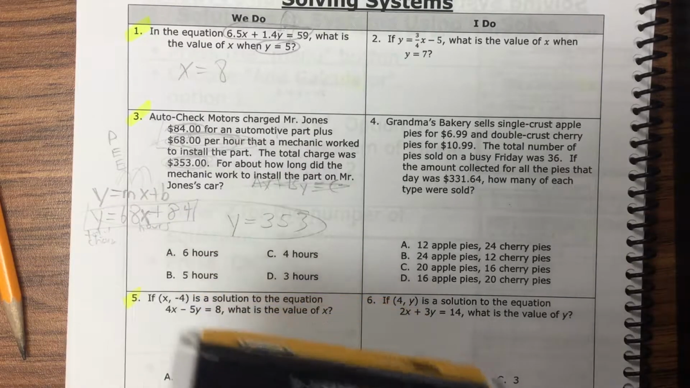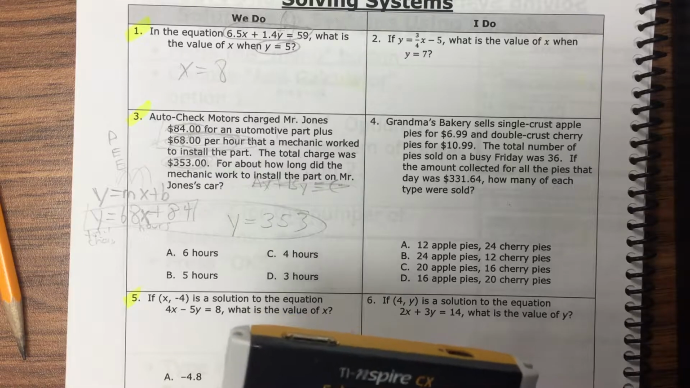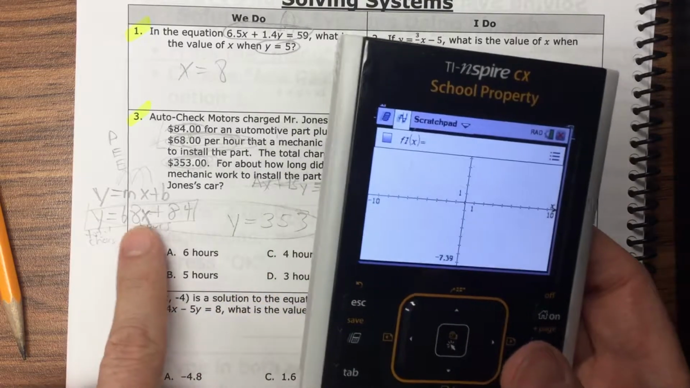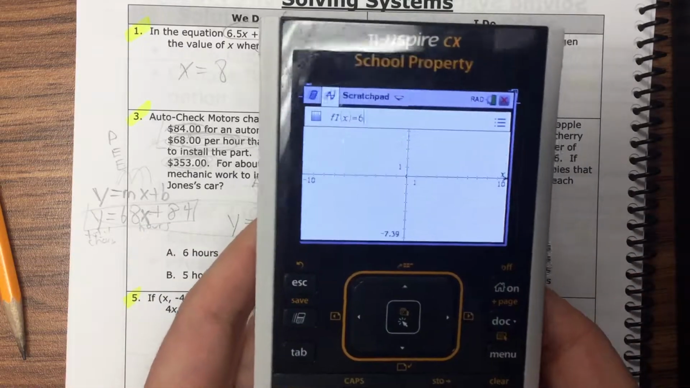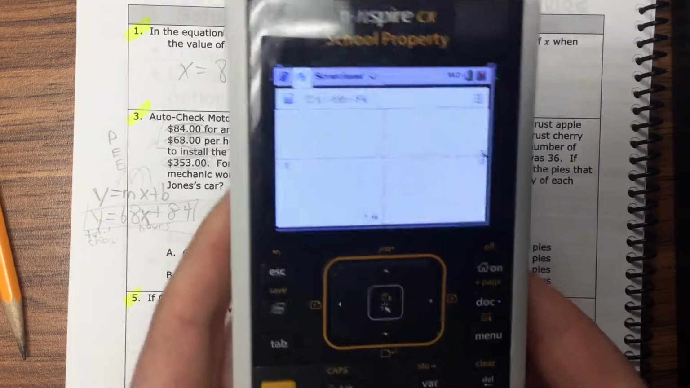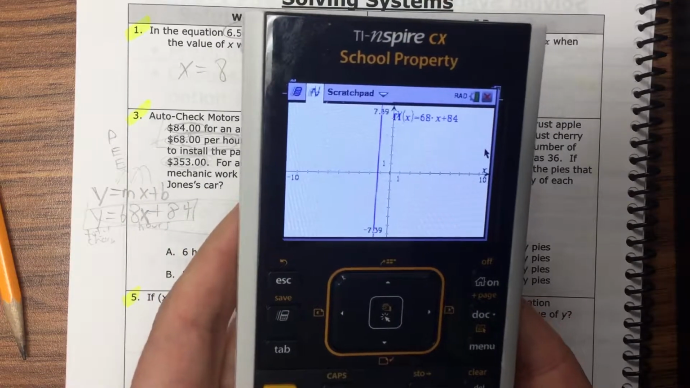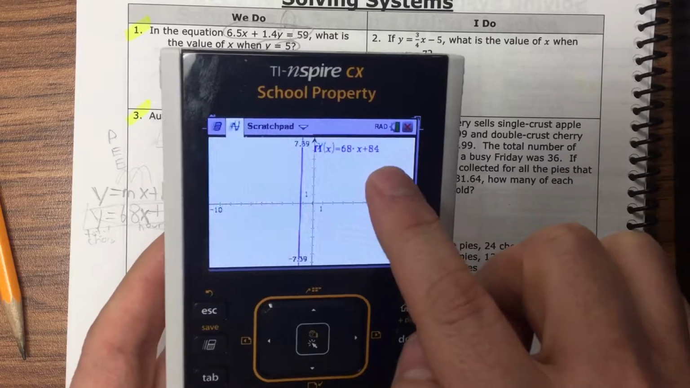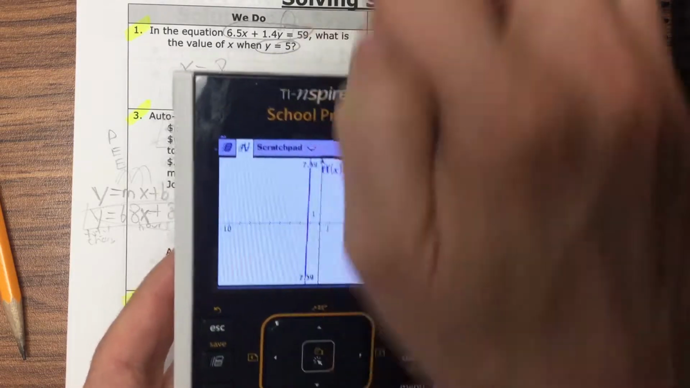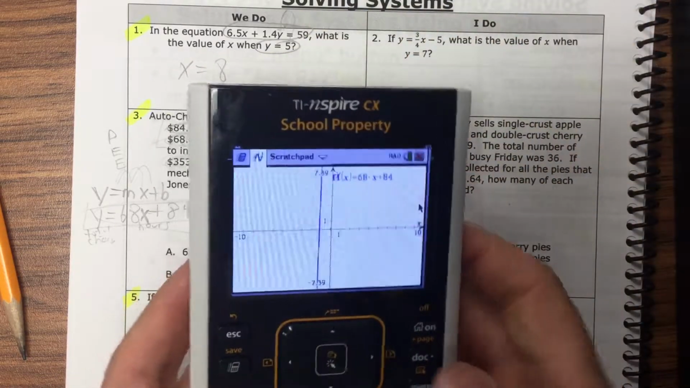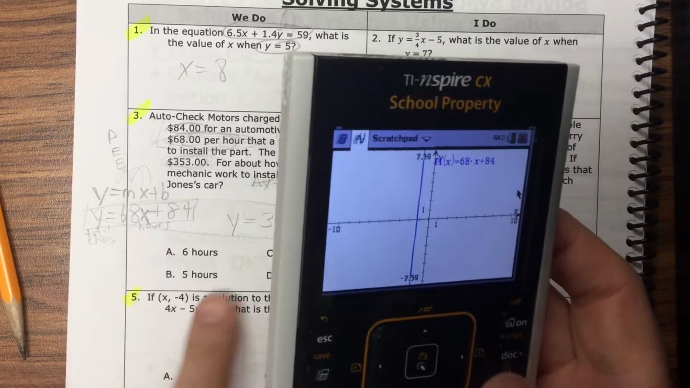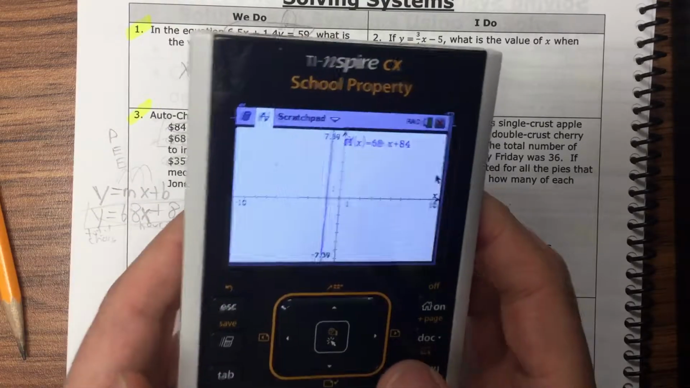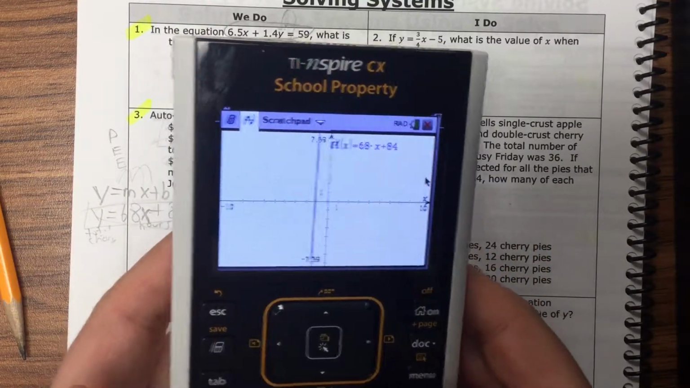So I go to my graph screen. I'm going to type in y equals 68x plus 84. Okay. It's a really steep line. It's way up there because it hits the y-axis at 84, somewhere way up here. Okay, and then I'm going to do y equals 353, and that's going to be way up there. We're not even going to see it until we zoom out a whole lot.